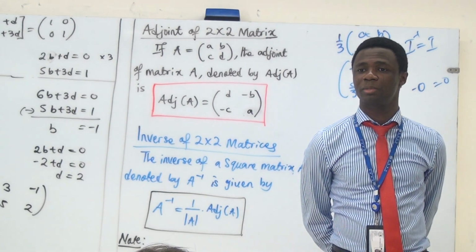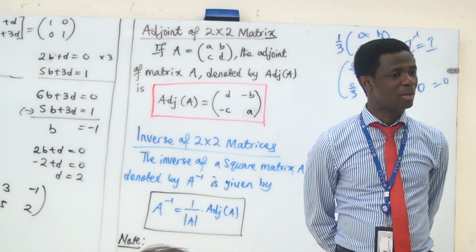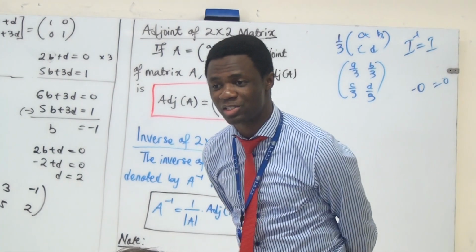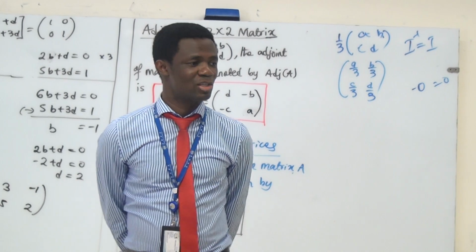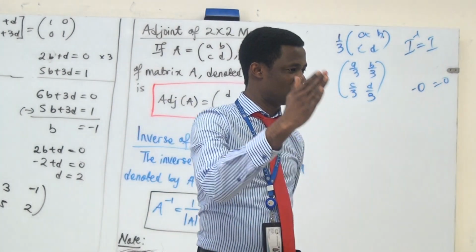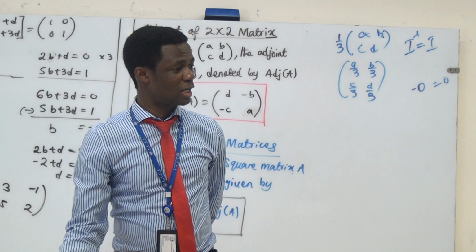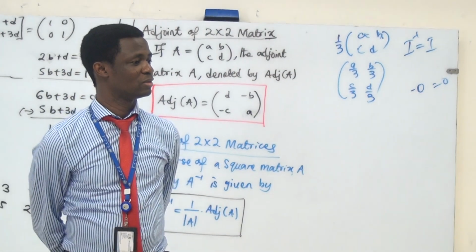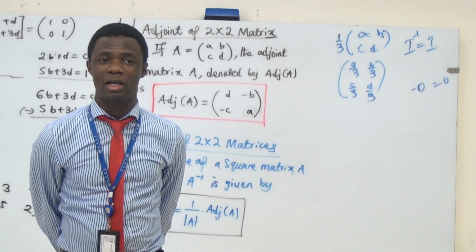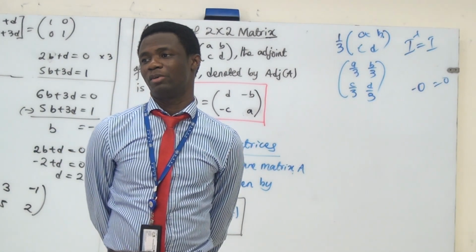You don't remember what singular matrices are? Singular matrices are the ones with determinant 0. Remember yesterday's task? I asked you to find the value of x for which this matrix is singular. And what you did was to put the determinant equal to 0 and you solve the equation. So if a matrix is singular, you cannot find the inverse.